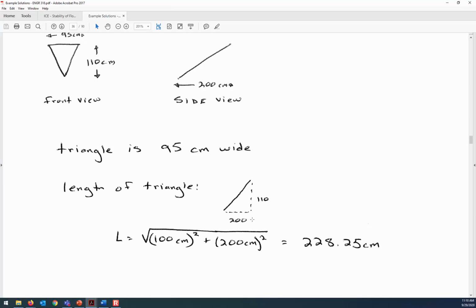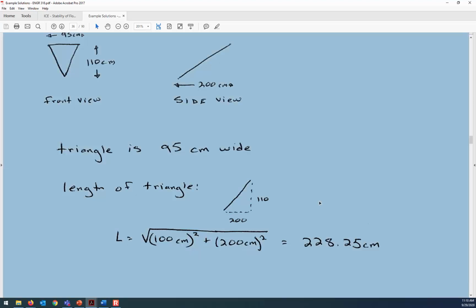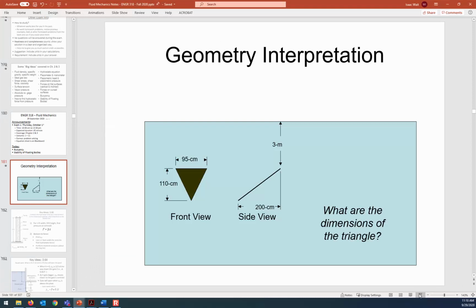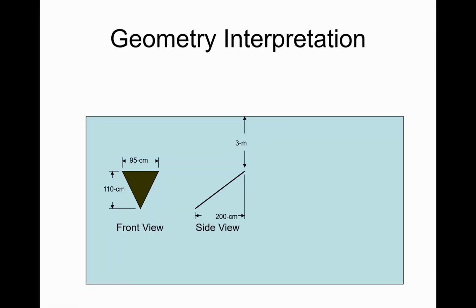So here you can see the calculations. If it's 110 centimeters in vertical, 200 centimeters in horizontal, then that means that the actual length of that triangle would be 228 centimeters. So the take-home lesson of this real quick illustration is just pay special attention to the views that are given and think that the physical dimensions of the object may not be the same as the dimensions that are given in each of the views. All right, so any questions about that quick illustration?